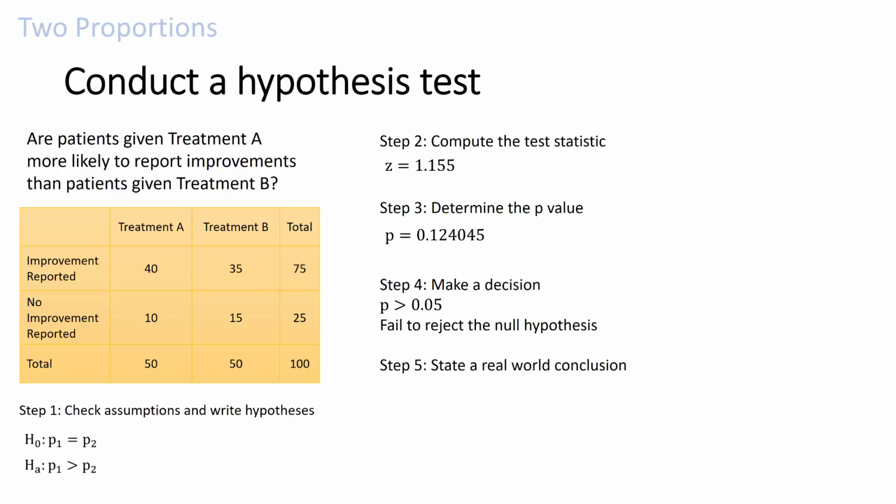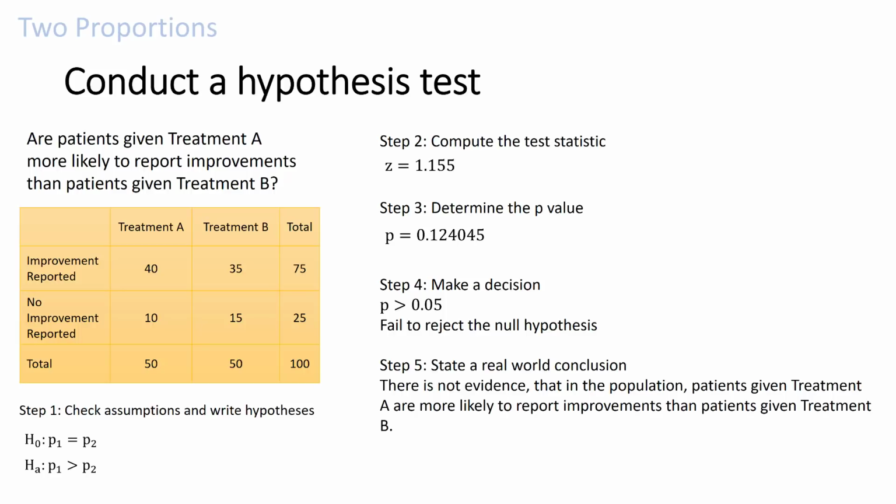Step 5, state a real-world conclusion. There is not evidence that in the population, patients given treatment A are more likely to report improvements than patients given treatment B.